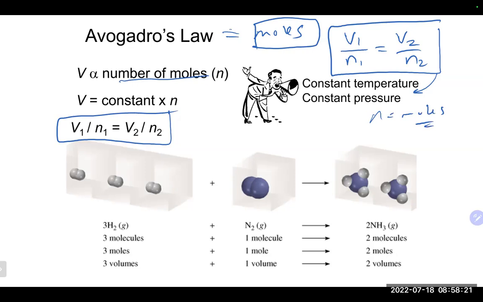And so you could use this relationship like we normally would for the gas law. You could plug in some volume, some moles, and figure out moles, or if you have moles and volume, figure out volume. But there is another application of Avogadro's law, and it is used in stoichiometry problems that involve gases under constant temperature and pressure.